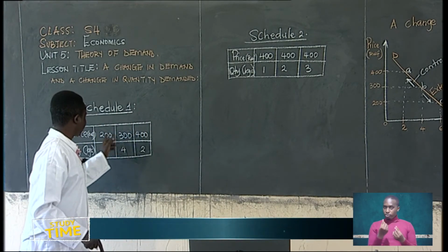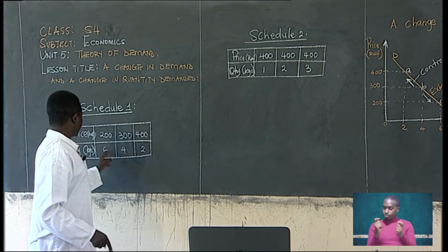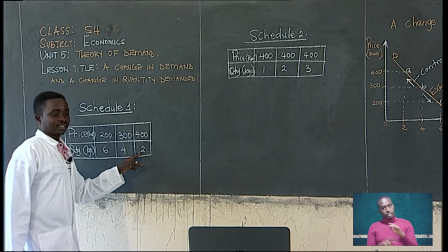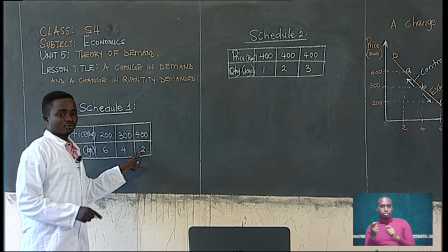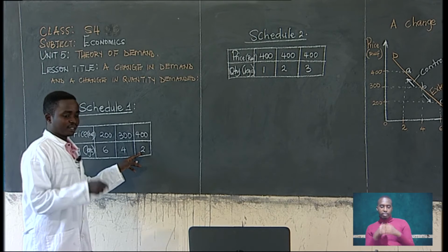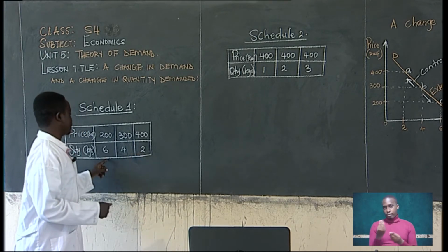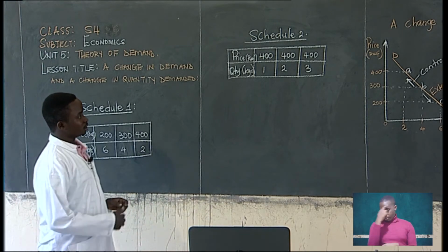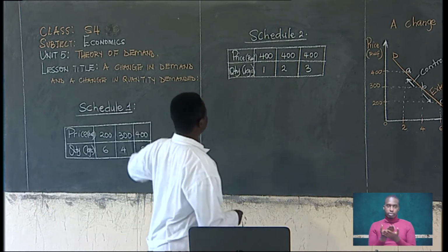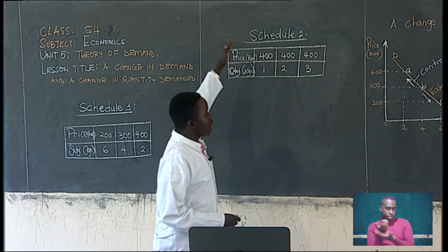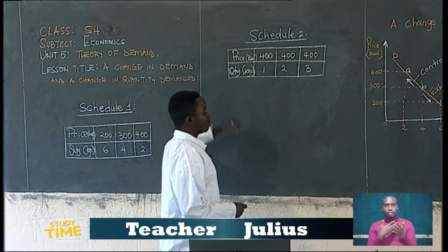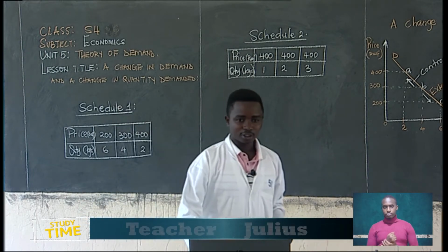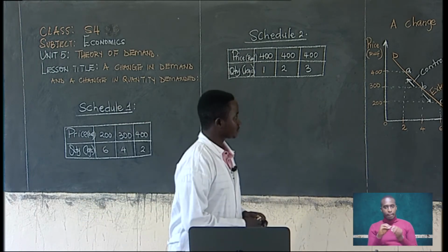The price of the commodity is changing and quantity demanded is changing. Under a change in quantity demanded, we assume other factors constant. Only one factor, which is price, is changing. So that is a change in quantity demanded. I want you now to analyze our schedule number 2.